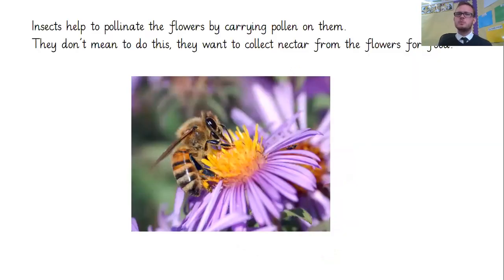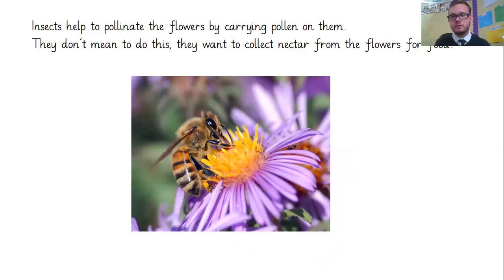So insects help to pollinate the flowers by carrying pollen on their legs and on their bodies. They don't really know that they're doing it. They don't mean to do it. They just happen to, when they're getting the nectar from the flower, accidentally pick up the pollen, which is, like we said, the male parts, the reproductive parts.